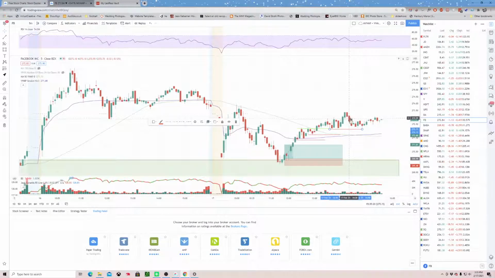You've added 50 shares. Your 50 shares have reversed on you, but you remember you're still in the trade, so you keep your stop in, and then your added shares have now broken even. And then now you're looking for price to break this to add more.